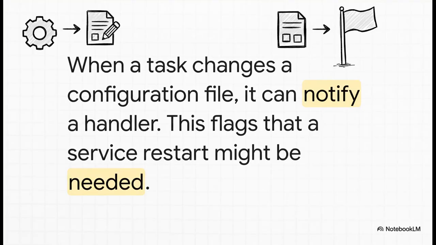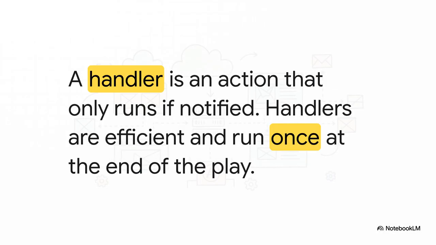So think about this. What happens when we update a configuration file? Well, the service that's using it needs to be restarted so it can pick up those changes. Ansible has this really elegant way of handling it. When a task changes a file, like our Nginx config here, it can notify something called a handler. Just think of it like raising a little flag that says, hey, something important changed over here. And that little flag, that notification, then triggers a specific action, our handler. In this case, it triggers the restart Nginx handler.